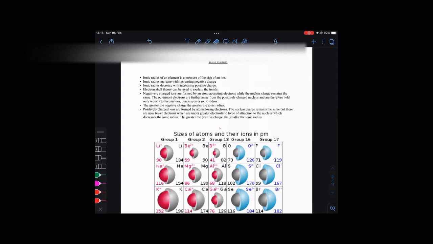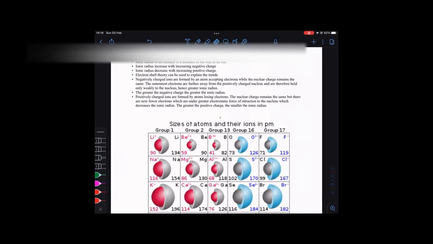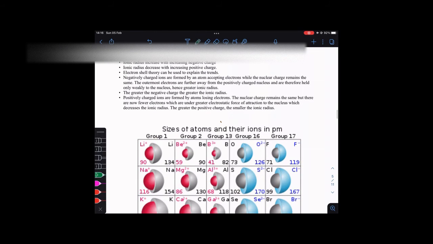We use the electron shell theory to say that ionic radius increases with increasing negative charge.